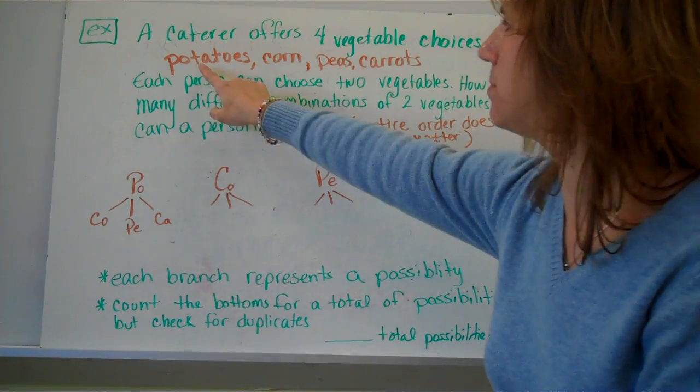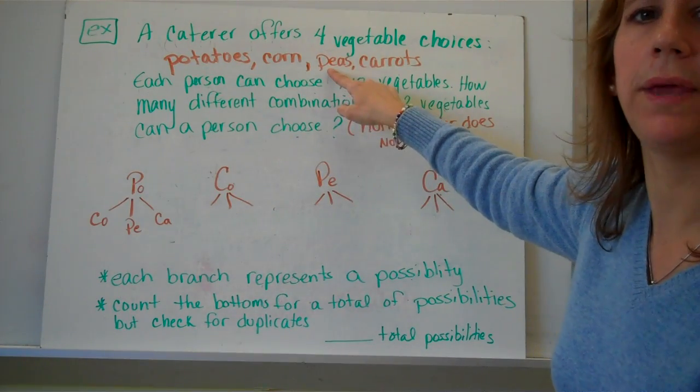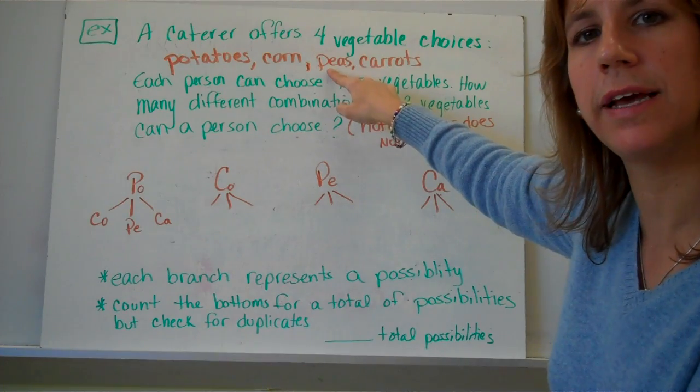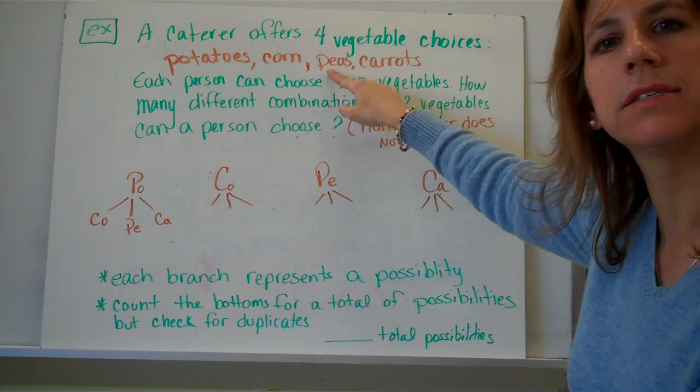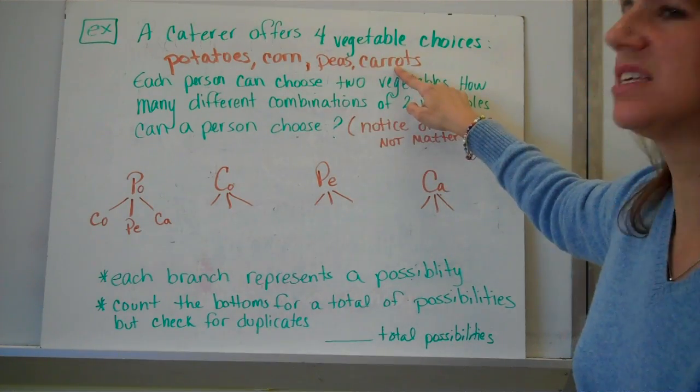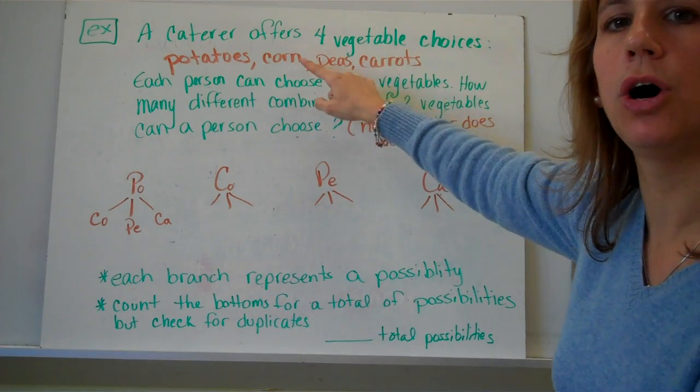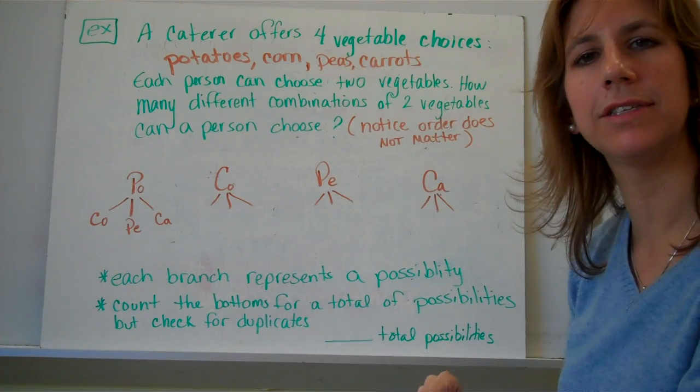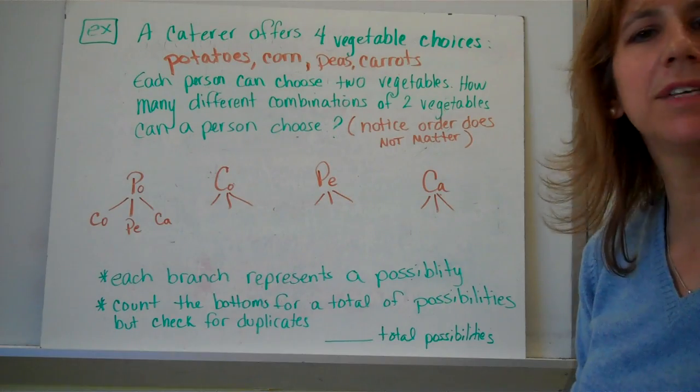All right, so notice my potatoes and my peas both start with P, so I'm using P-O for potatoes and P-E for peas. Corn and carrots, same thing. I'm doing CO for corn and CA for carrots. All right, let's do some together.